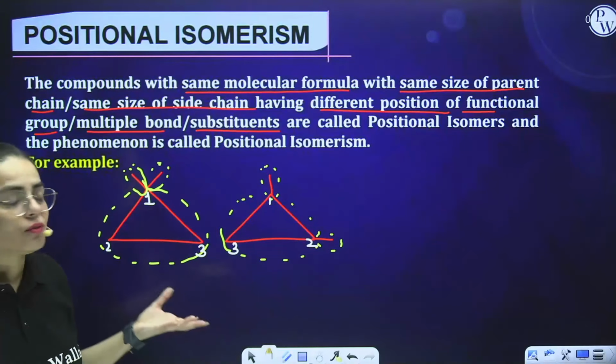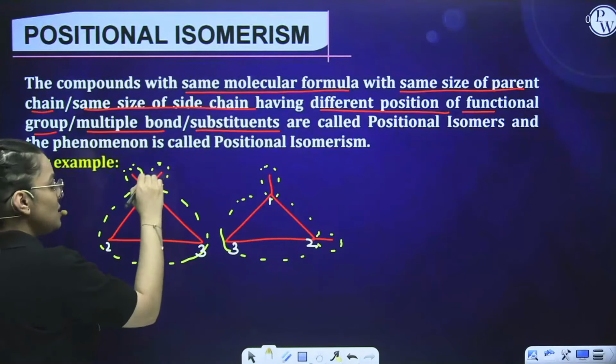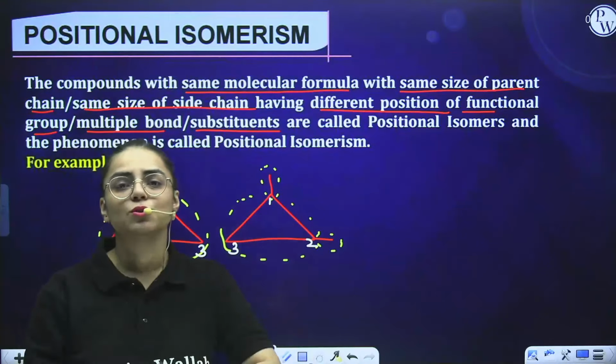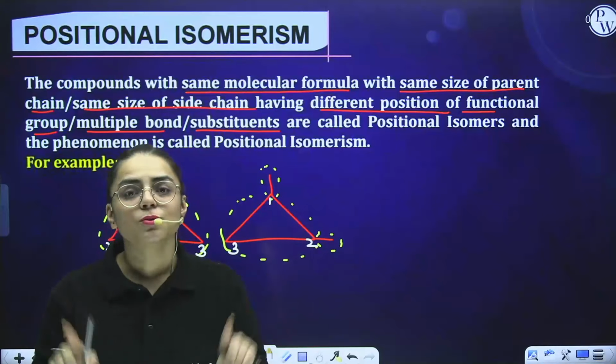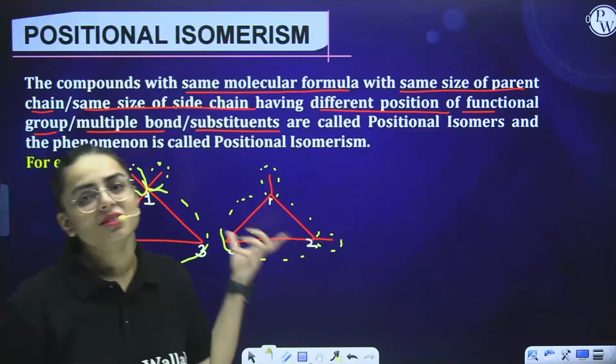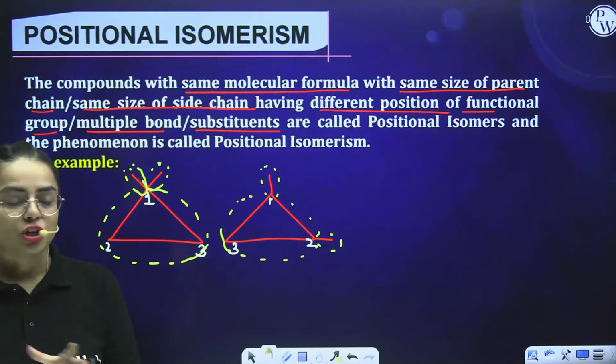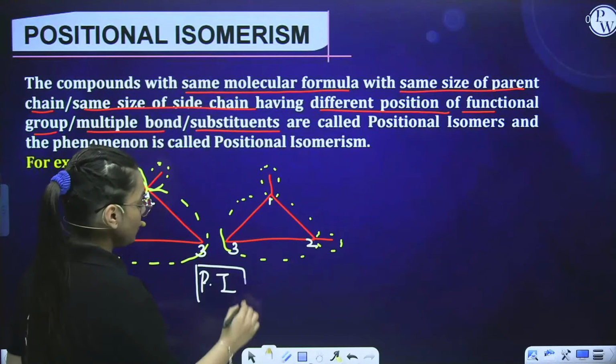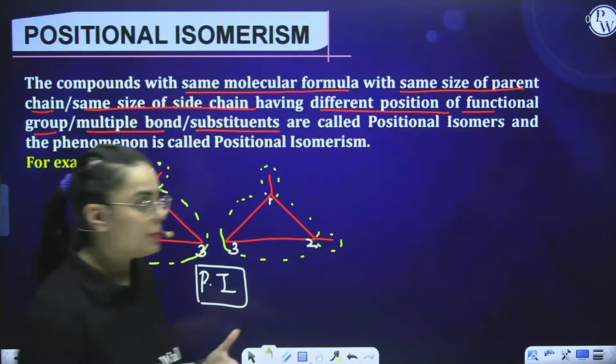What is the basic difference that you are observing? One is present over the 1, while the other one is present over the second. So there is a difference in the position, a difference in the number of the position of the carbon atom. So that means these are position isomers of each other. In short, position isomers of each other. Now let us take one more example to clarify your thoughts.